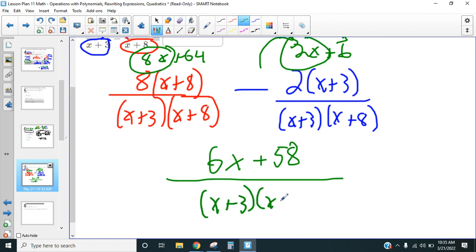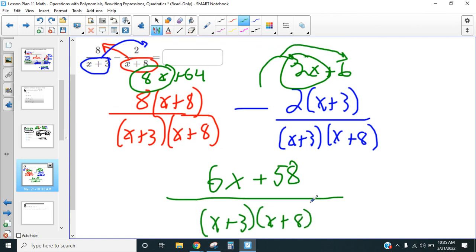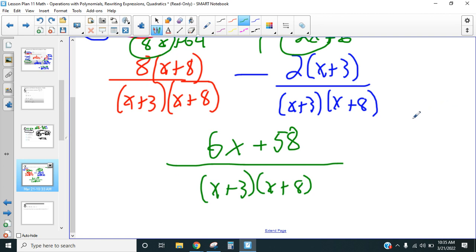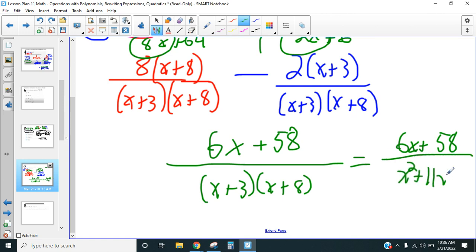Now let's look at the instructions. I'm not sure how they want the bottom. So the denominator should be either expanded or factored. So I think this is okay. But another way to write the bottom would be to go ahead and use the distributive property or FOIL and work it out that way, which would be 11x plus 24. So either one of these is acceptable, according to Khan.